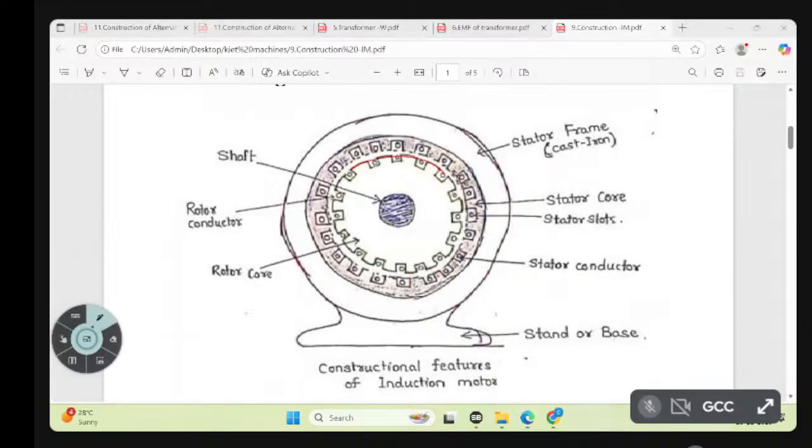This rotor will start rotating constantly initially. Because the stator flux is rotating and the rotor flux is rotating, the flux fields are rotating. So because of the interaction of these two fluxes, the rotor of the induction motor starts rotating. This is about the working of the induction motor.